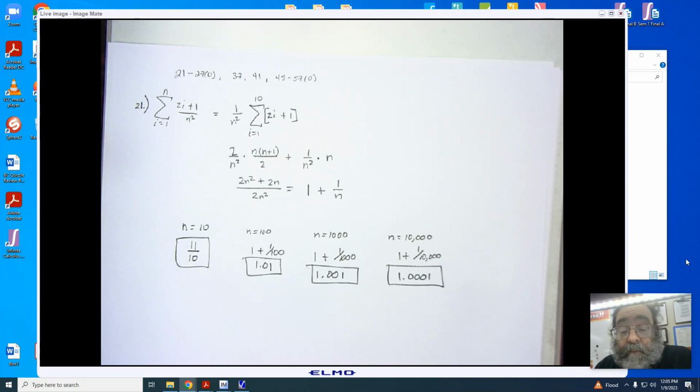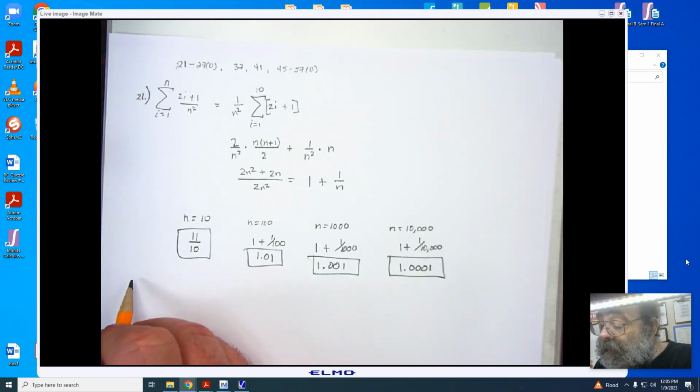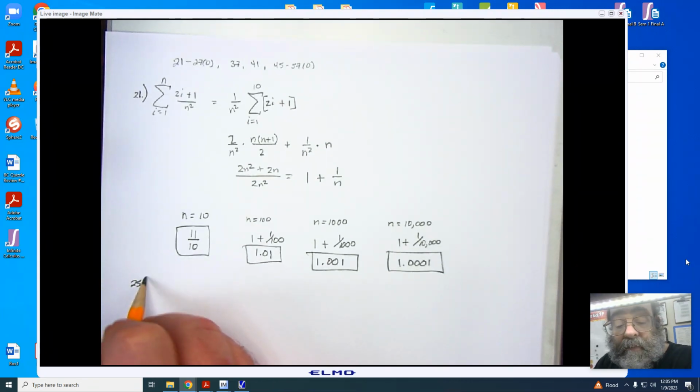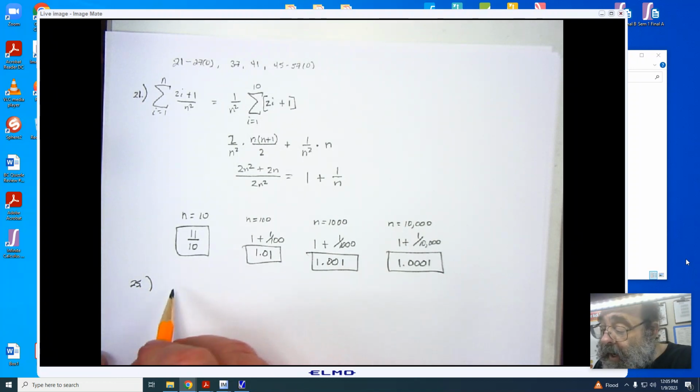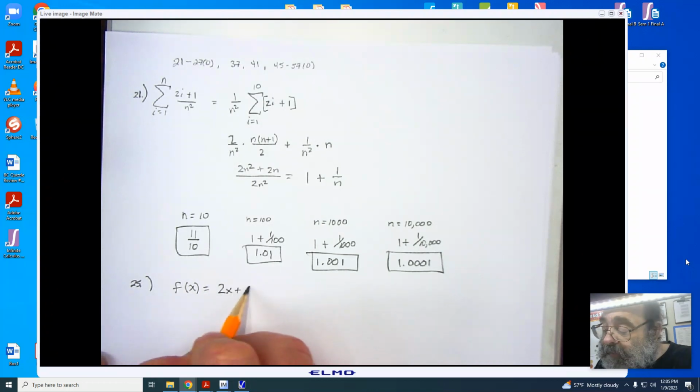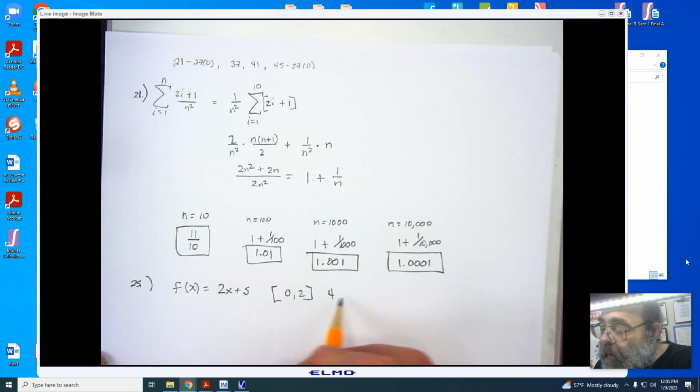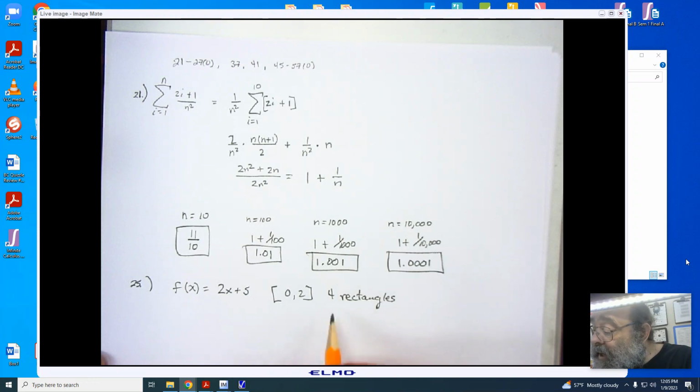Now 23 is going to follow the same basic pattern, so I'm going to let you try number 23 as we now go to number 25. Now in number 25, we are being asked to use rectangles for the equation f of x equals 2x plus 5 over the interval 0 to 2, and we want 4 rectangles. So the first step is to find delta x. Delta x is 2 minus 0 divided by 4, and this gives me 1/2.